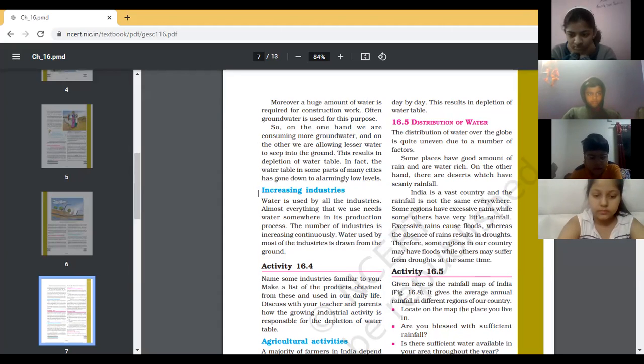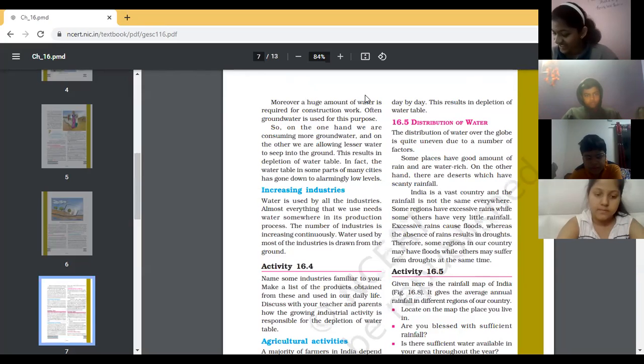Or Vedika, you can start. Yatharth, you keep on muting. Next is increasing industries. I don't know, Yatharth, why you are not able to unmute. Ma'am, can I start? Yes, yes.